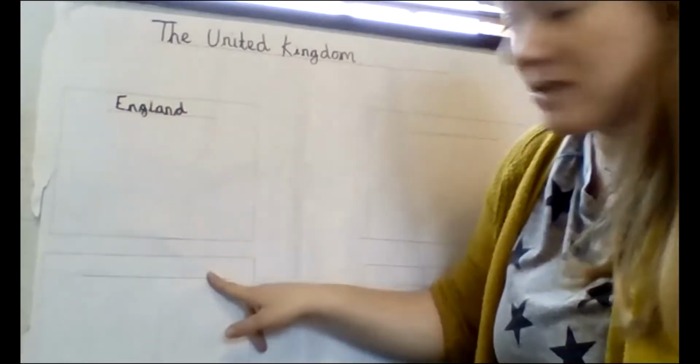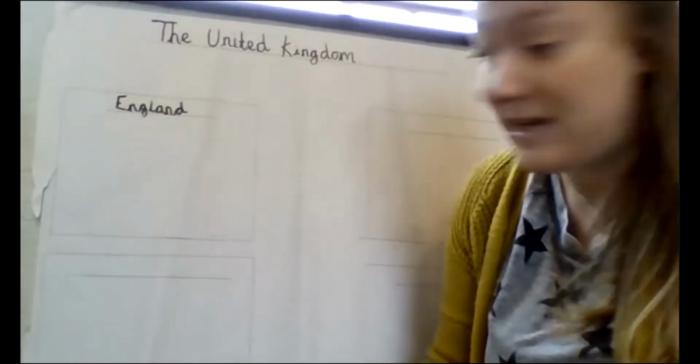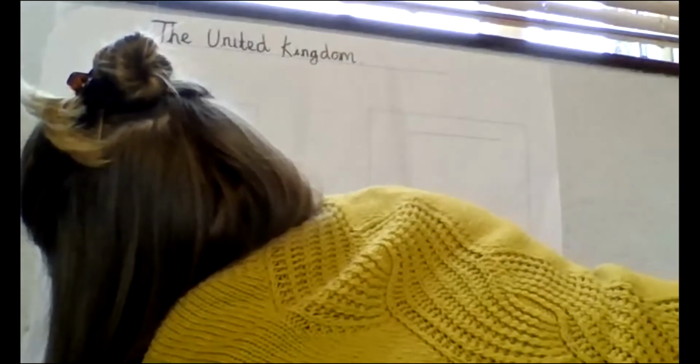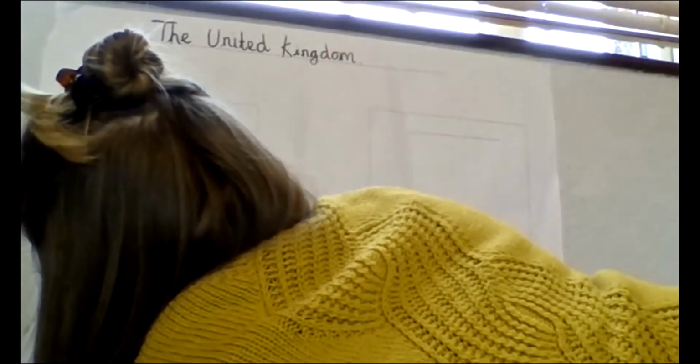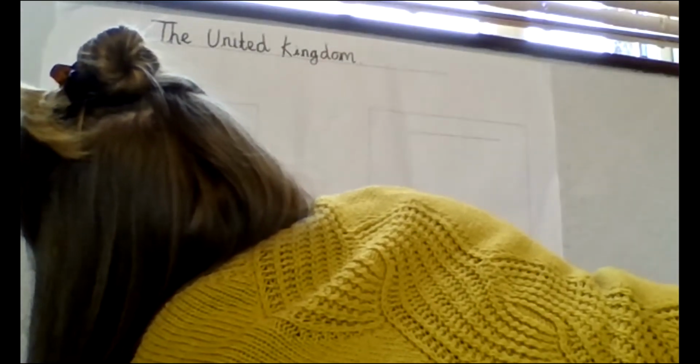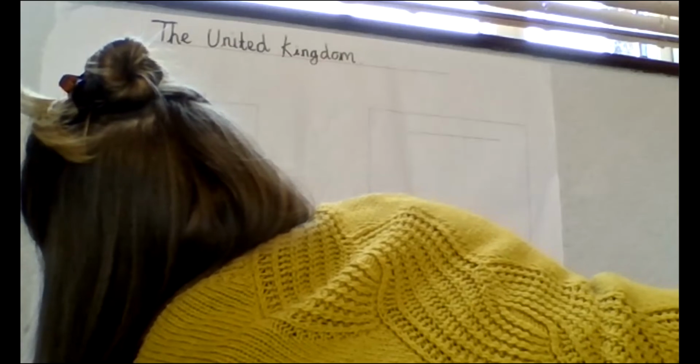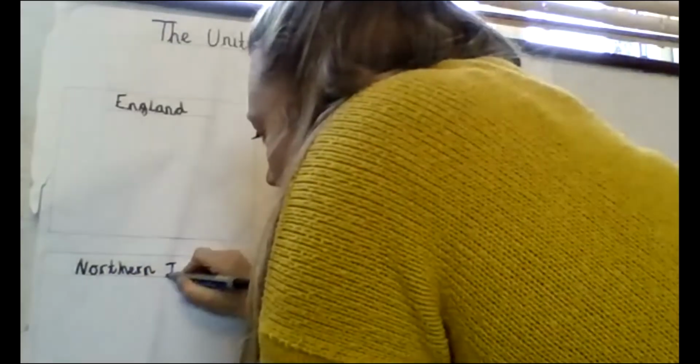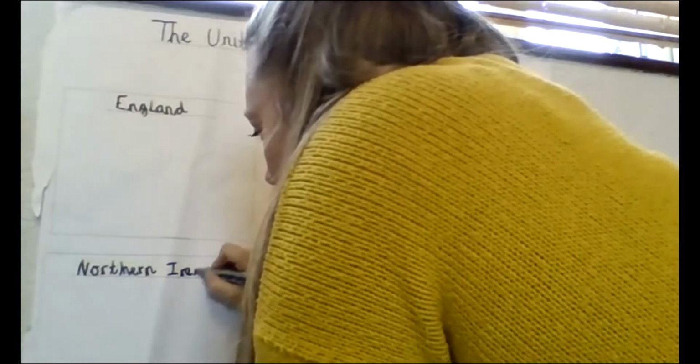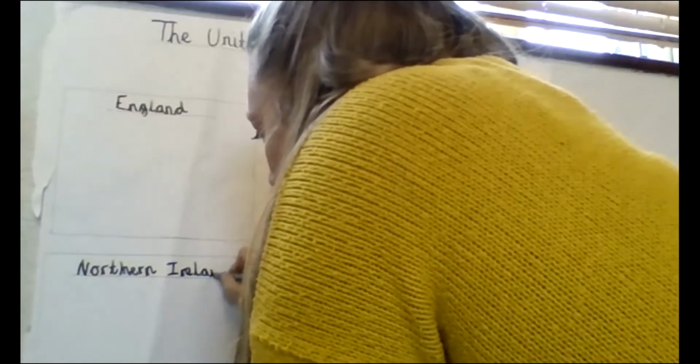For this box, I'm going to write Northern Ireland. I didn't really think this through. I'm very close to the floor. I don't know how I'm actually going to write this. Sorry. Children's toys everywhere. Northern Ireland.